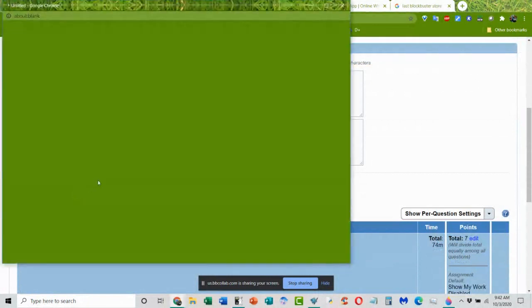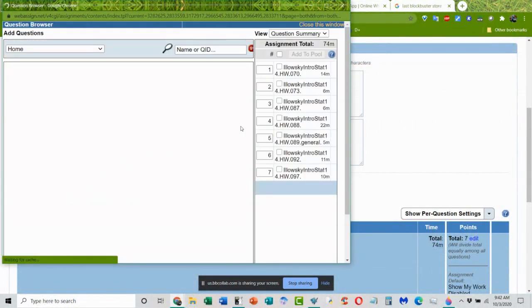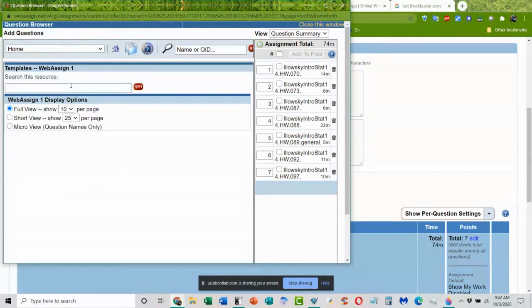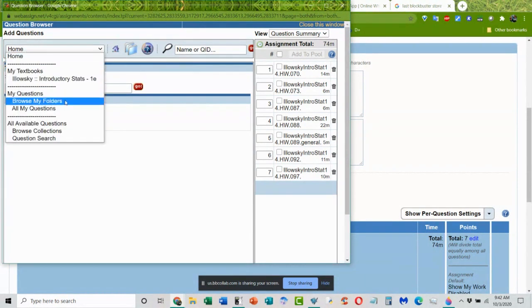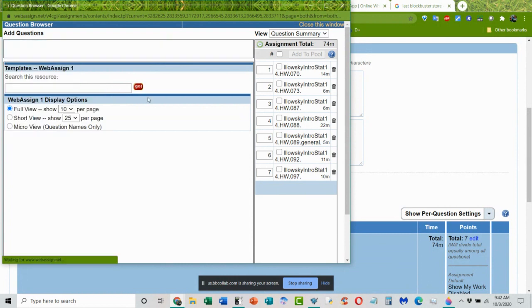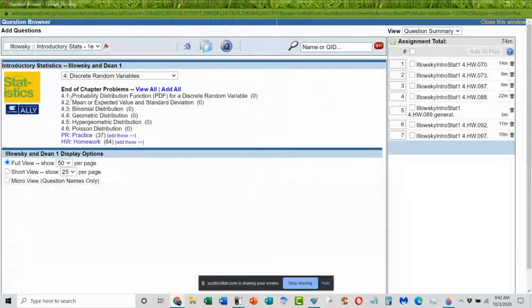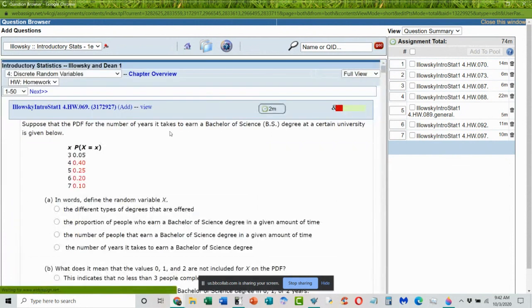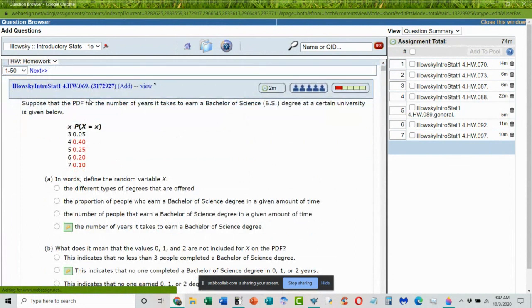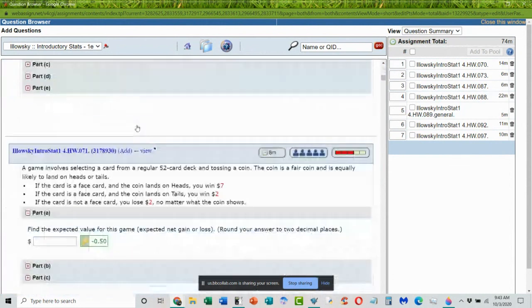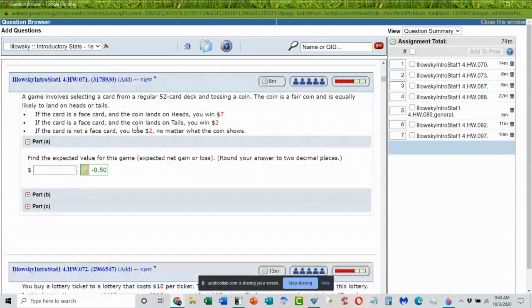Question browser. There's no test on chapter one, because there's not any really good questions, and it's kind of a useless chapter. So, 4.6. I've got to find some on Poisson because there are some on the test, so I just want to make sure you get some.